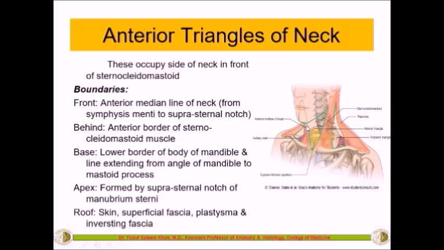If you see here, this is a reverse triangle. So the apex is down and the base is up. So this forms the base and this is the apex. So this is a reverse triangle with the apex downwards. Usually the apex should be on the top, but here it is near the manubrium sterni. So what are the boundaries? In the front we have the midline structures of the neck. So these are the midline structures which form the anterior boundary of this triangle.